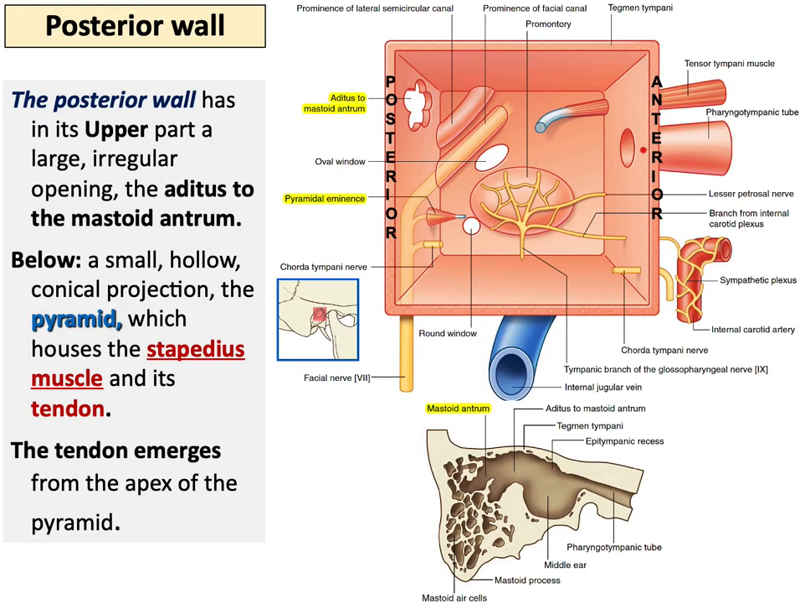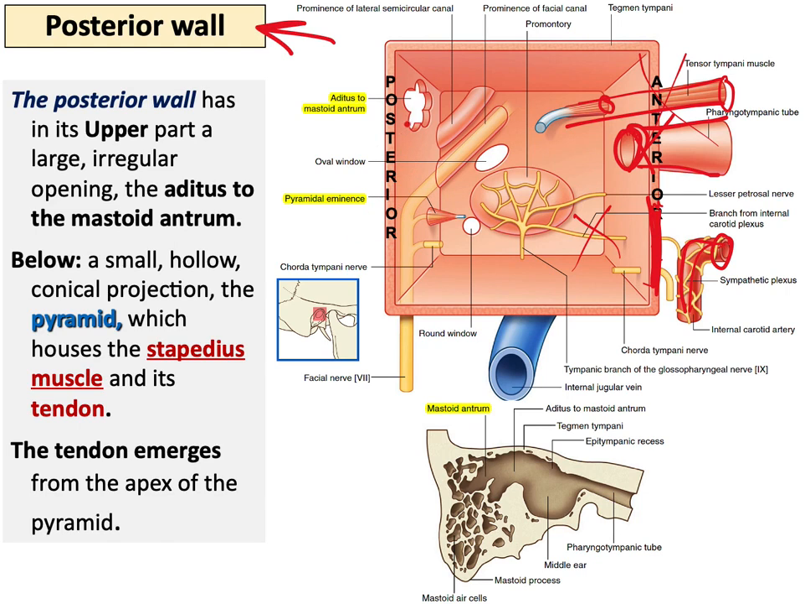Now we finished the anterior wall. Of course, this is the middle ear that's separated anteriorly by a thin plate of bone from the internal carotid artery, and you've got two openings: the largest one for the pharyngotympanic tube and the other for a muscle called tensor tympani. Okay, we finished that. Now let us move on to the opposite side, the posterior wall.